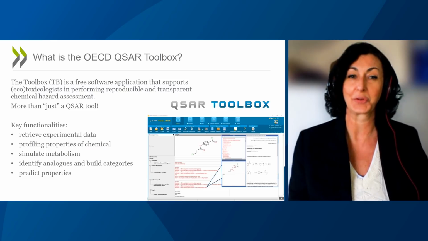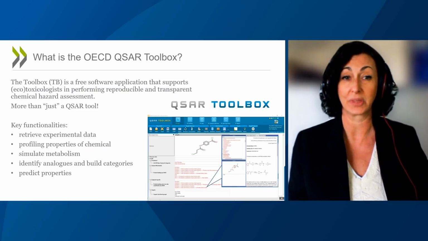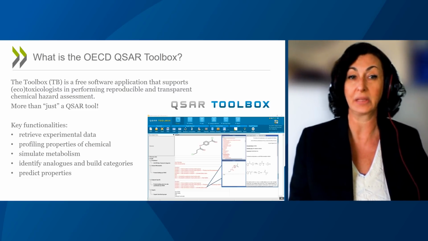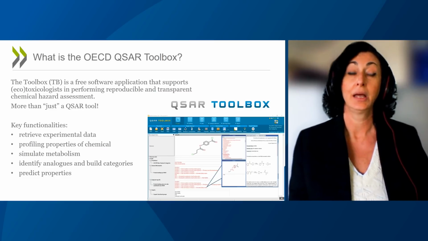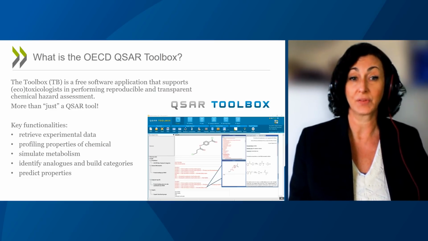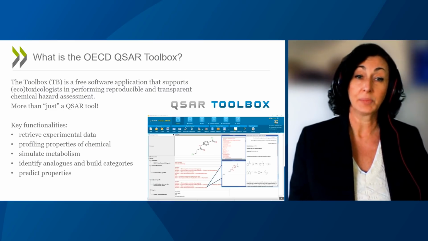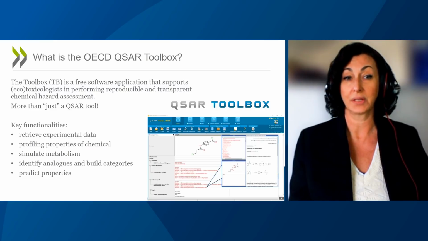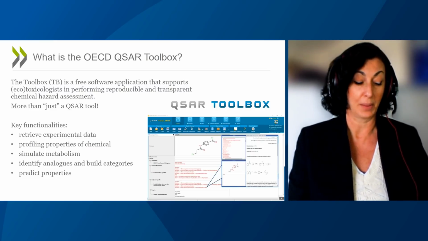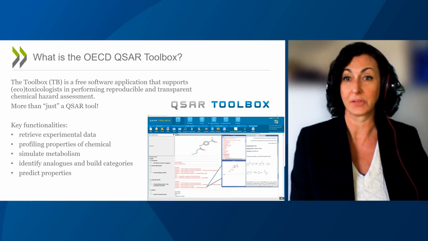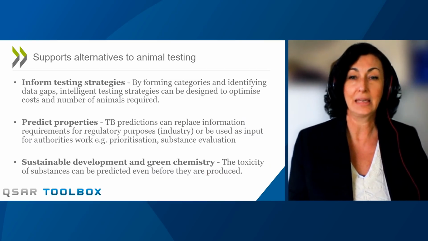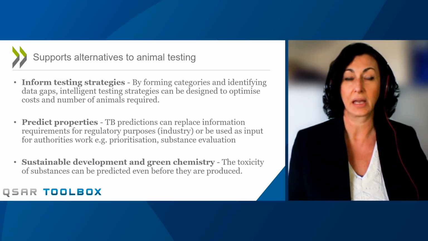In fact, there are a variety of in silico tools available within the toolbox that include some key functionalities, such as the ability to retrieve experimental data, the ability to profile properties of chemicals, metabolism simulators from parent compounds, the ability to identify analogs and build categories, and to predict properties of chemicals and groups of chemicals. These in silico tools are key elements to support alternatives to animal testing.